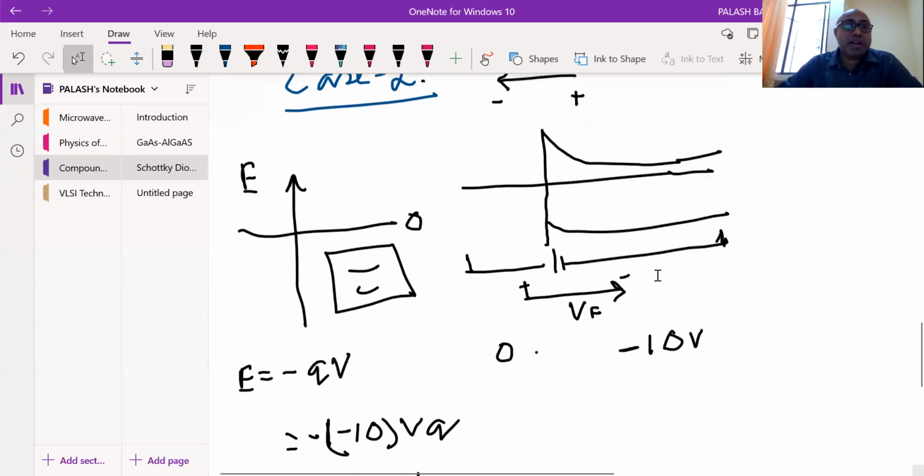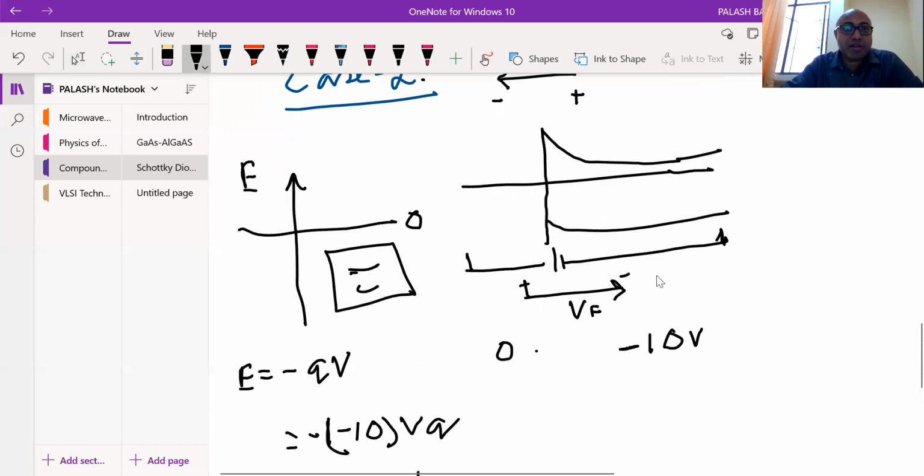So that means positive, but you are drawing everything here. That is a convention. So that means you are actually at positive 10 volt. That means you are going to move towards the zero side, because this is my zero reference, right? So in the energy scale, the moment you apply minus voltage, it goes up, right? So this portion has to go up, right?